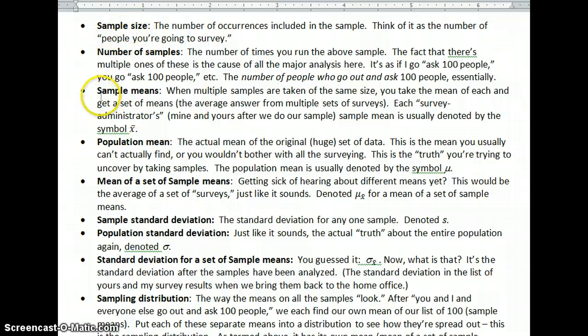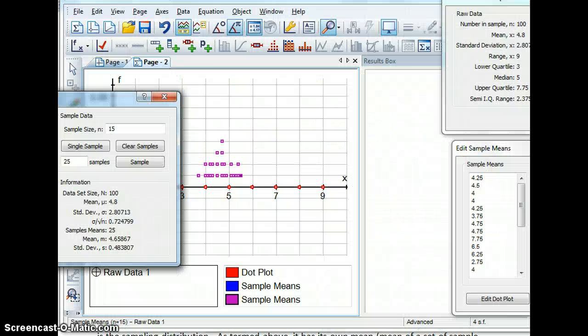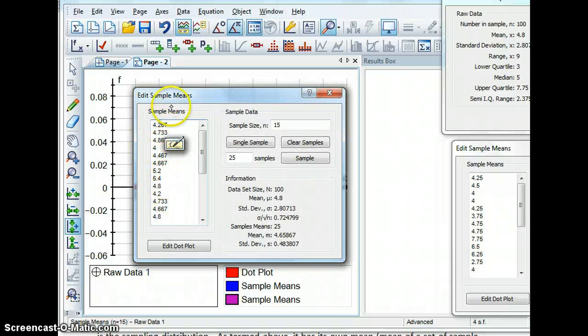Okay. Sample means. When multiple samples are taken of the same size, you take the mean of each and get a set of means. So it's like when we take the mean of each one of those samples, those are the sample means. So like we're looking at this. This was the list of sample means. It says sample means at the top.